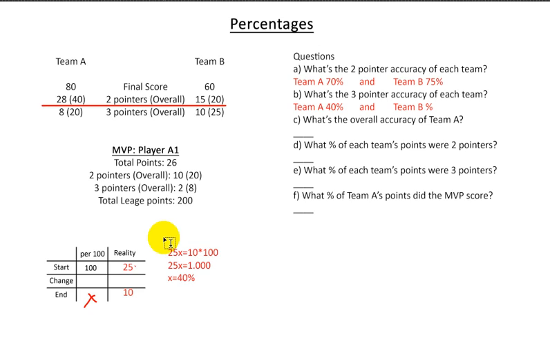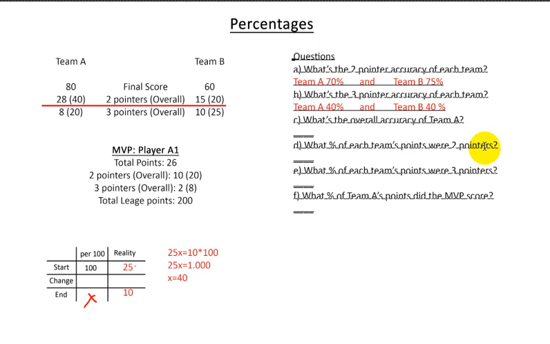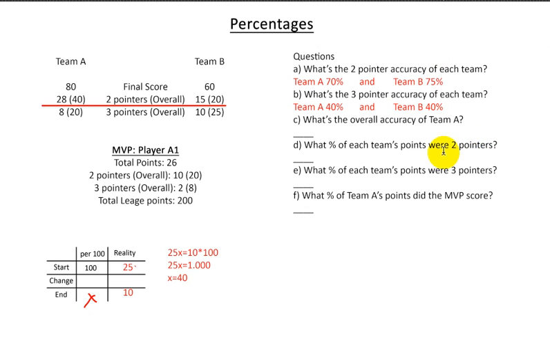Right? Yes. Oh, no, not 40%, just 40. So Team B's accuracy is also 40%. Let's keep that in mind because it's going to come in handy later. They have the same accuracy when it comes to 3-pointers. This Team B has better accuracy when it comes to 2-pointers. Okay.